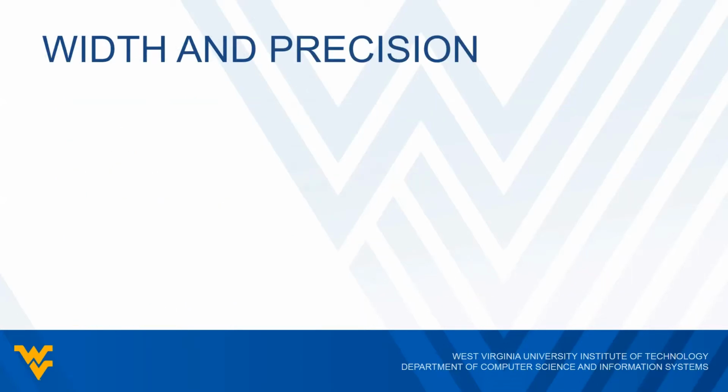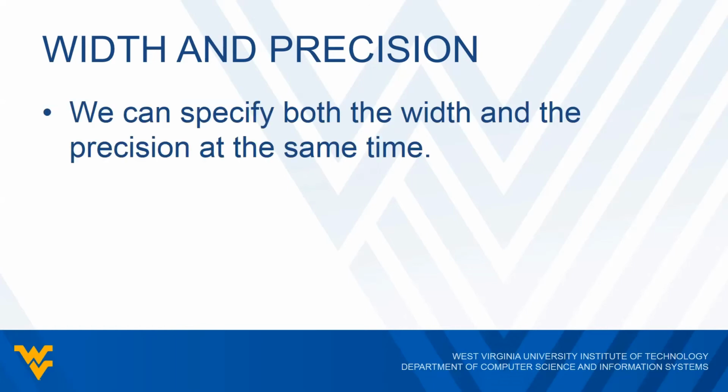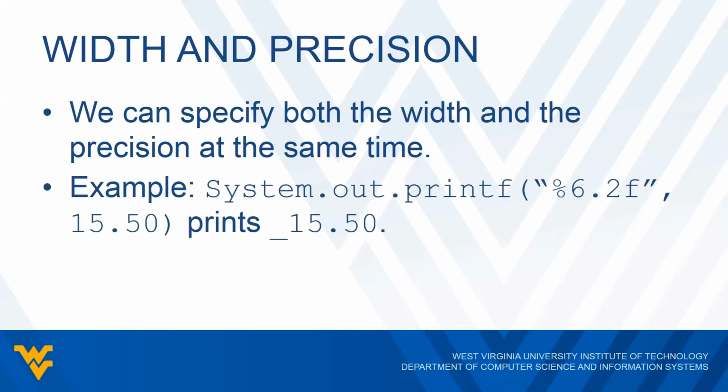Now, specifying the width and precision are really great features by themselves, but we can combine the two. We can specify both the width and the precision at the same time. All we got to do is just put in our whole number for the width and our decimal number for our precision. So, for example, I can do system.out.printf and do %6.2f, and then I can pass something like 15.50.